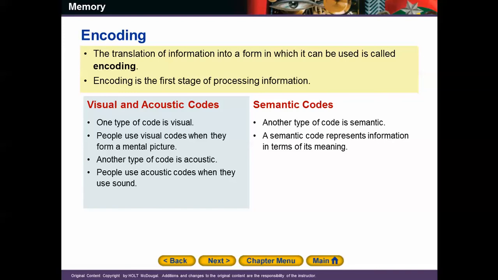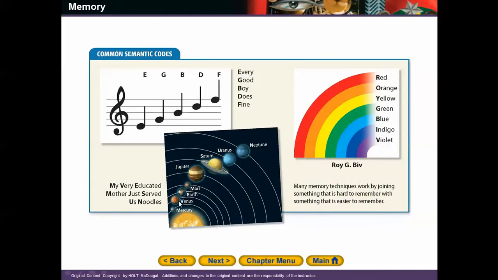A semantic code represents information in terms of its meaning. So if you're looking at a set of letters and you're trying to figure out a possible meaning for those letters, then you're searching for a semantic code. And these are common semantic codes. Every good boy does fine is for your musical scales. My very educated mother just served us noodles. That's your planets. And Roy G. Biv.